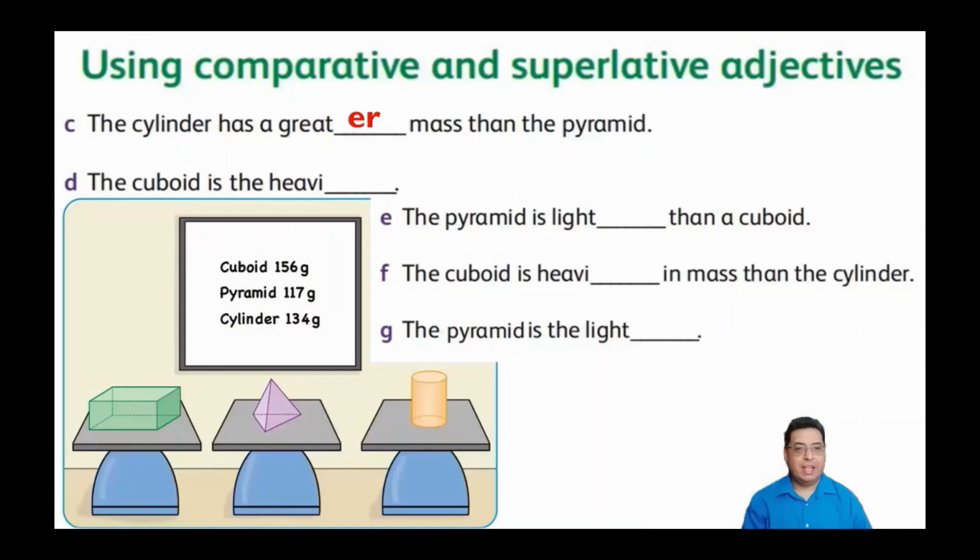Letter D, the cuboid is the heaviest. Letter E, the pyramid is lighter than a cuboid. Letter F, the cuboid is heavier in mass than the cylinder. And letter G, the pyramid is the lightest. And all this is based off of the information shown right here.